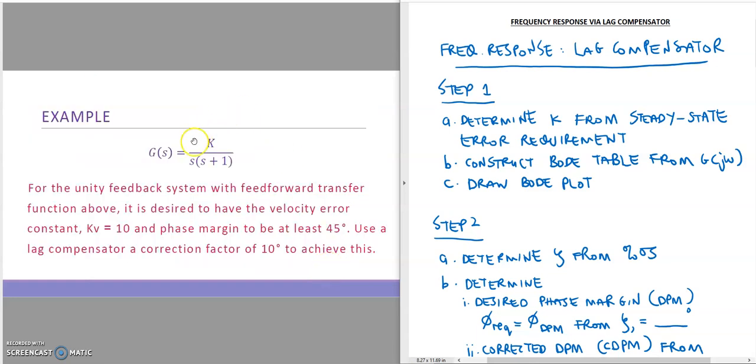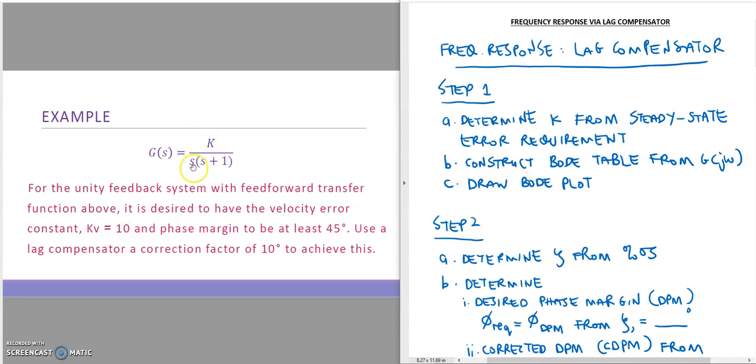For example, we have this open loop transfer function. Usually in the question, instead of giving the value of the unknown gain K, the question will give you the steady state error information. In this case, the velocity error constant KV, since this is type 1. So you have to use KV equal to 10 to determine this unknown gain K. That's why the first step is to determine K from the steady state error requirement. The velocity error constant, in this case KV equal to 10, is the steady state error requirement.